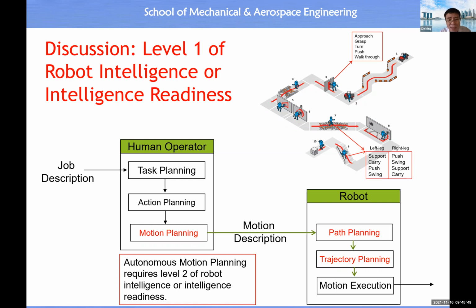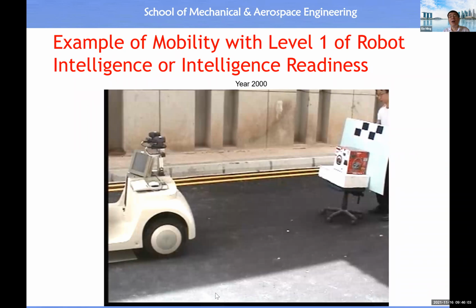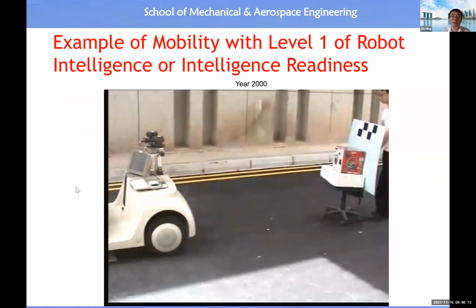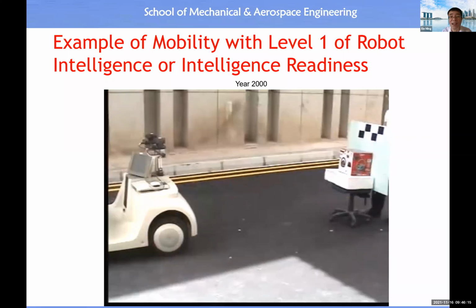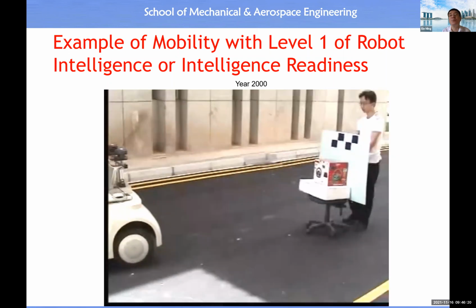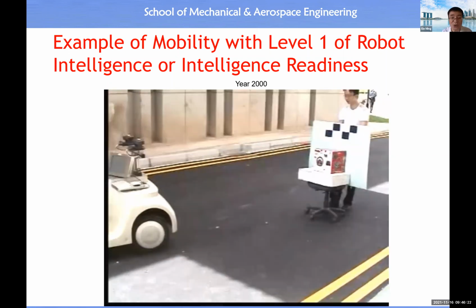So the answer is, if we want to achieve autonomous motion planning, the robot must at least reach level 2 of intelligence readiness. However, for level 1 of intelligence readiness, it is not an issue. You have seen this result. This is what we achieved in year 2000. So you see, it was 20 years ago.